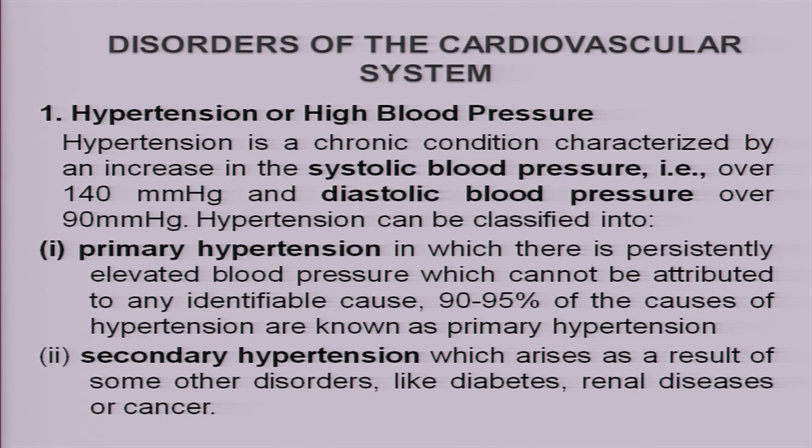Primary hypertension is most common, mostly 90 to 95% of the cases, and it is because of persistently elevated blood pressure. You have to take your medicines regularly in order to maintain the blood pressure. While secondary hypertension is not a chronic, not a persistent condition. It can arise and it can then be removed. It can be due to various reasons like after effects of diabetes or some renal diseases or some cancers. All these can lead to hypertension of secondary nature.